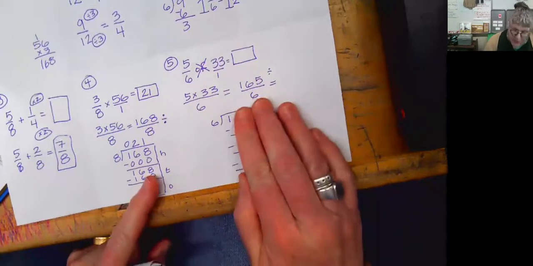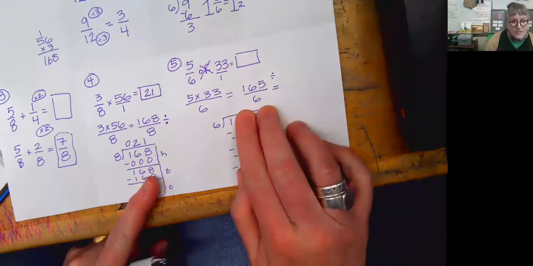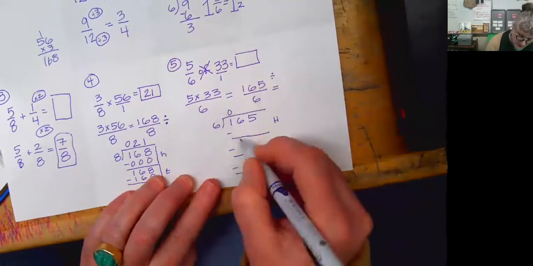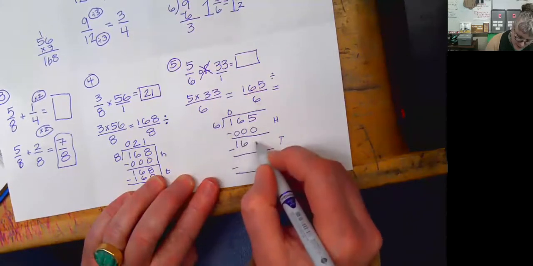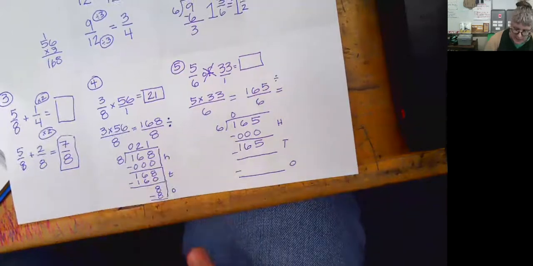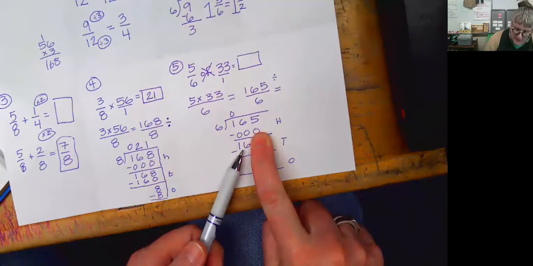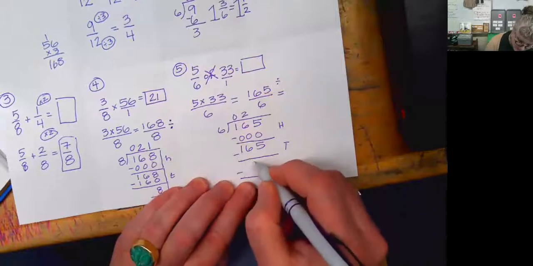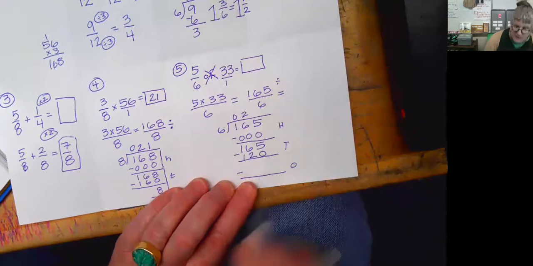So I'm looking at the hundreds place, right? And I have a 1 there. 6 will not go into 1. So it goes 0, 0, 0. Now I'm looking at my tens place. 6 will go into 16. It goes 2 times, right? And that's 12 with a 0 on the end.